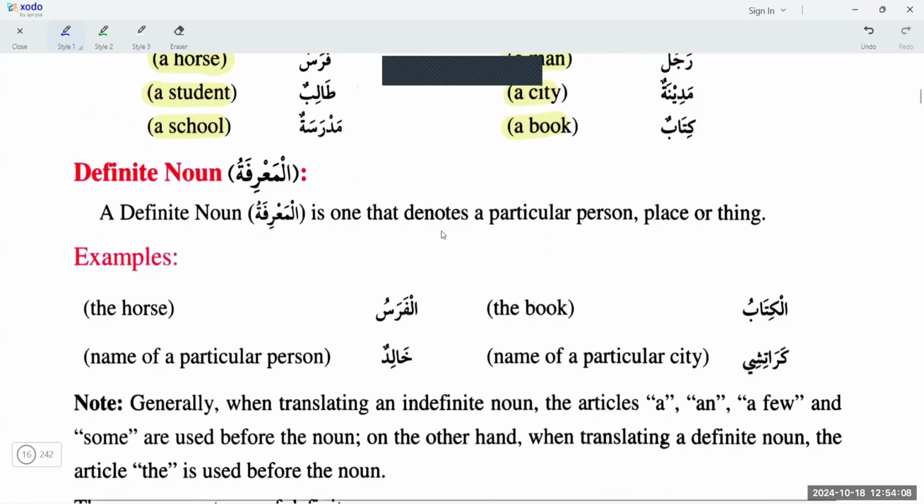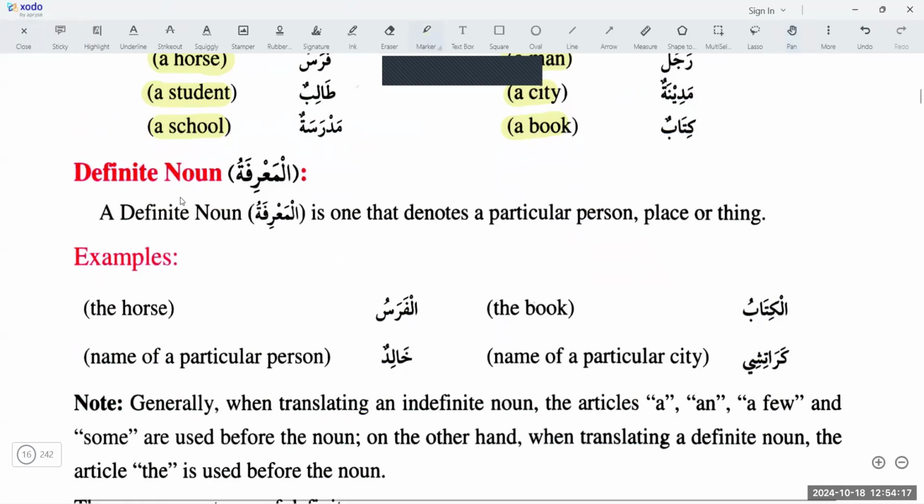Okay. The second is definite. A definite noun, al-ma'rifatu.